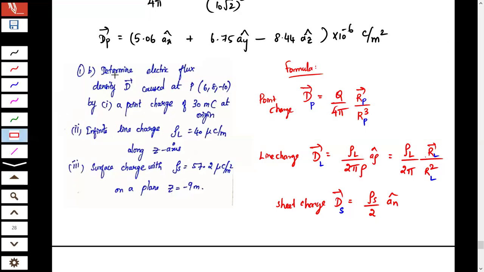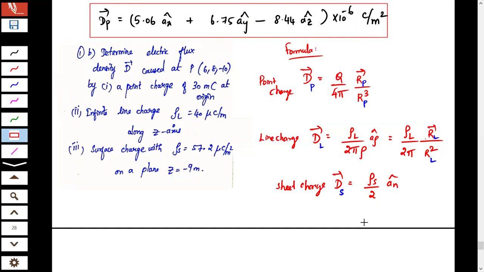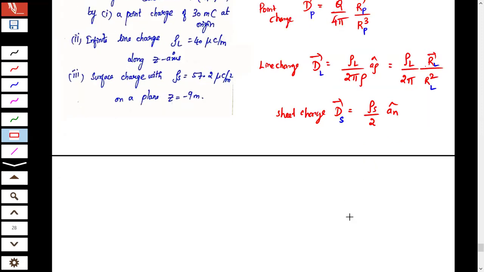Next, we should find electric flux density due to line charge. So we can start with the line charge consideration. So I will consider the line charge along z-axis. So this is the second subdivision. Line charge along z-axis. It carries a charge density rho L of 40 microcoulomb per meter. And the point at which we have to find electric field intensity is 6, 8, minus 10, or electric flux density we should find over here.